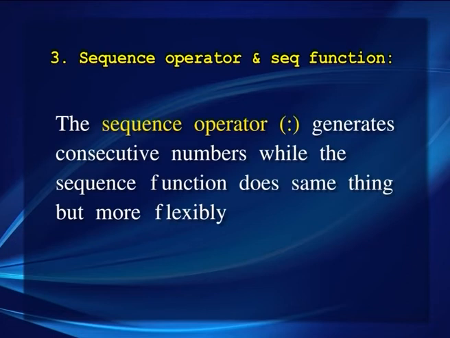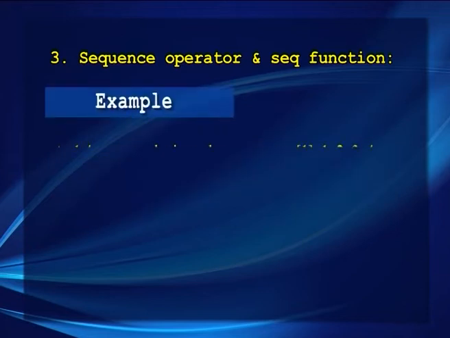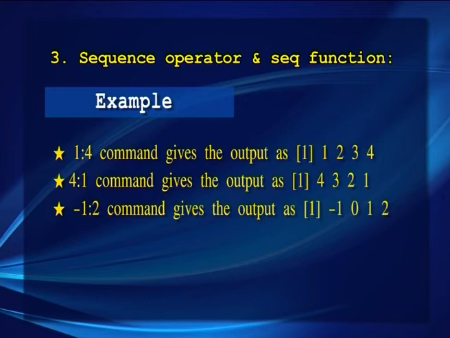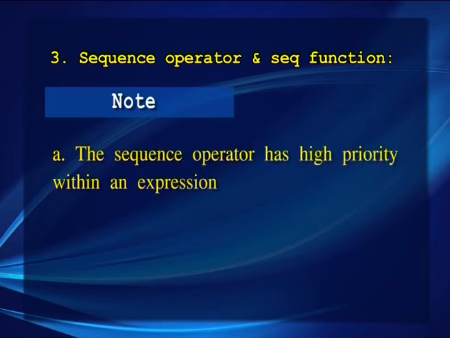Next we see the sequence operator and sequence function. The sequence operator, indicated with a colon, generates consecutive numbers, while the sequence function does the same thing more flexibly. Example: 1:4 command gives the output 1, 2, 3, 4. 4:1 gives the output 4, 3, 2, 1. -1:2 gives the output -1, 0, 1, 2. The sequence operator has high priority within an expression.